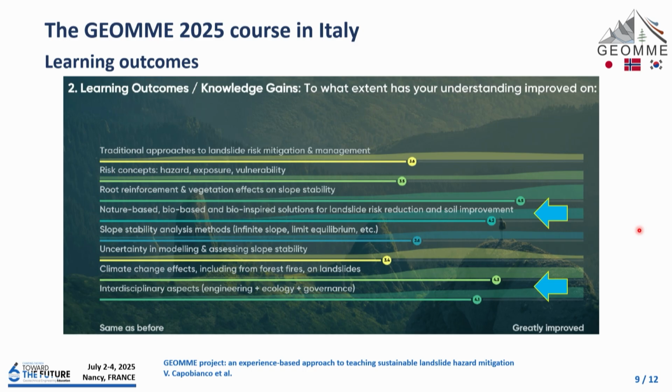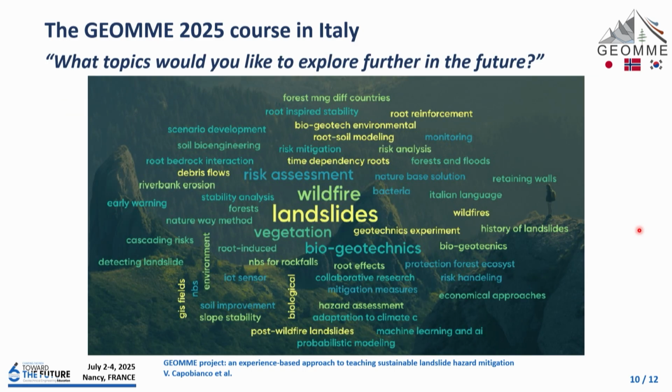also by some other aspects that landslide experts are facing these days. For example, the effect of forest fires on landslide triggering and slope stability, but the interdisciplinary aspect of the course was also highly ranked. Here is a word cloud that summarizes the topics that they would like to explore further in the future. And as you can see, wildfires come up quite often, or biogeotechnics a little bit more in general.